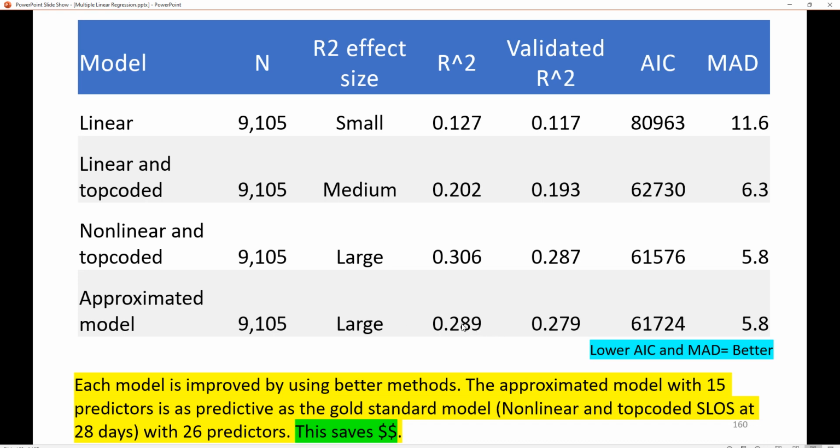The R-square in the model is 0.289, and when we do model validation, that R-square only drops down to 0.279. So we have an AIC that is very close to the nonlinear and top-coded model, and in our example here, we're going to consider this the gold standard model. And our MAD value is the same as the gold standard model. And we see that each model is improved by using better methods. The approximated model with 15 predictors is as predictive as the gold standard model, the nonlinear and top-coded length of stay at 28 days with 26 predictors. So that 15 predictor model is as good as a 26 predictor model.